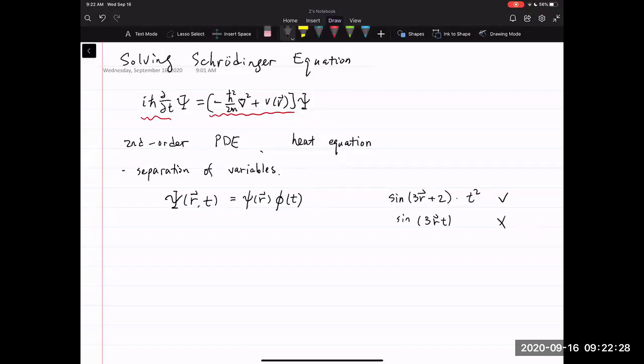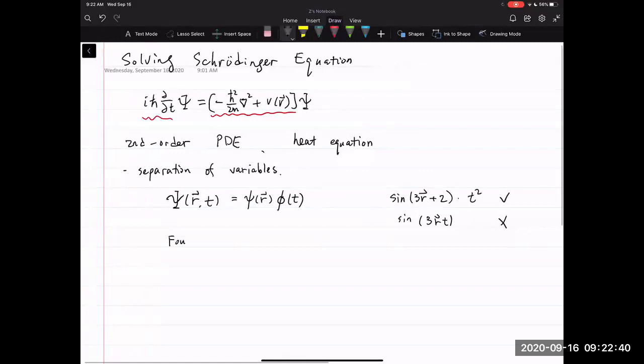Let me give you one example. If you think about a Fourier transform, the Fourier transform tells us that any arbitrary curve can be written as a linear summation of all the possible Fourier series. So any curve can be written as a summation of Fourier series with sine and cosine.